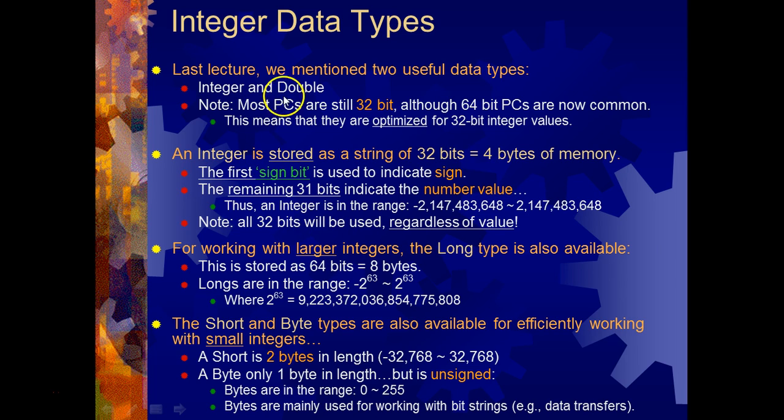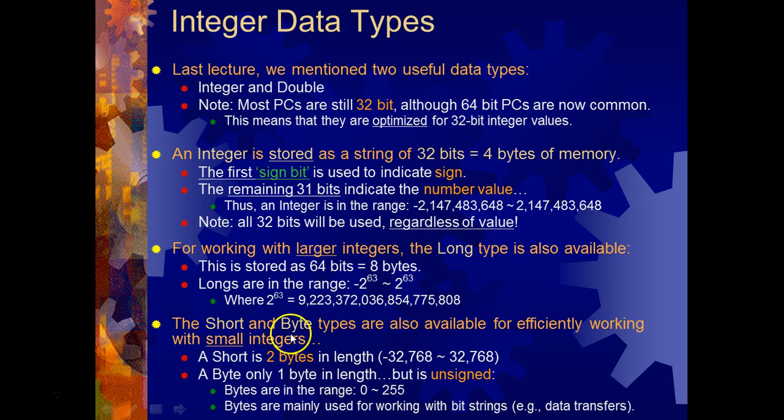Next, he says, for working with larger integers, we have another type. So instead of declaring it an integer, we could call it a long. That reserves 64 bits, which is what, 8 bytes. So we have this range here. Okay. Instead of 2 to the 31st, we have 2 to the 63rd. And it's minus and plus. The first bit is still reserved for whether it's a positive or a negative.